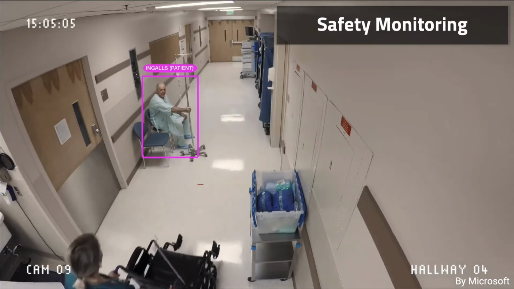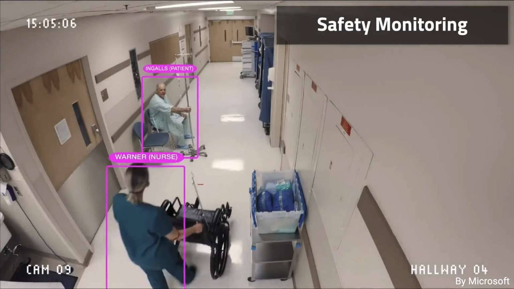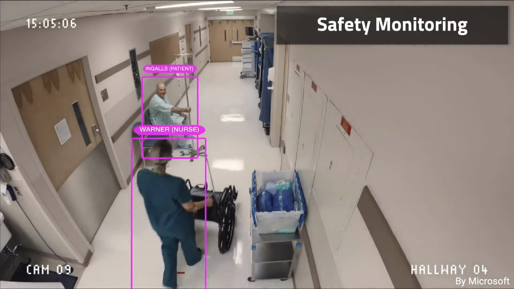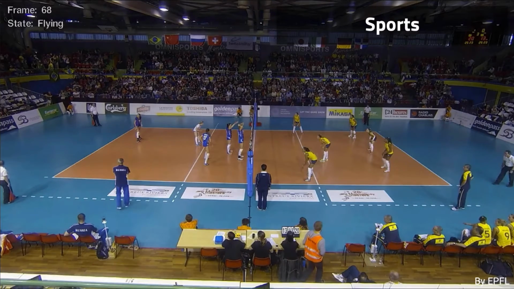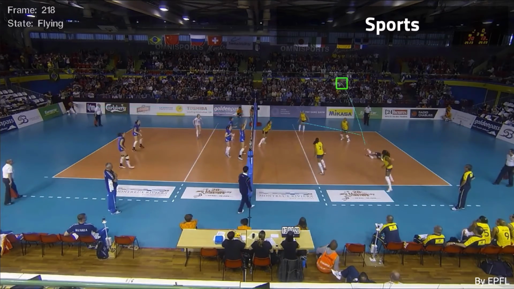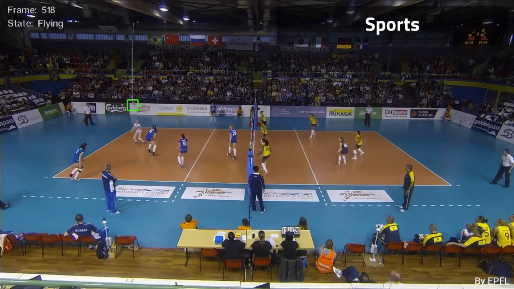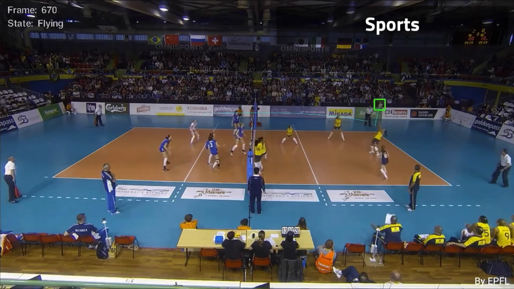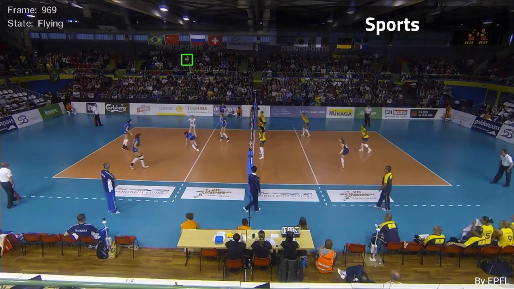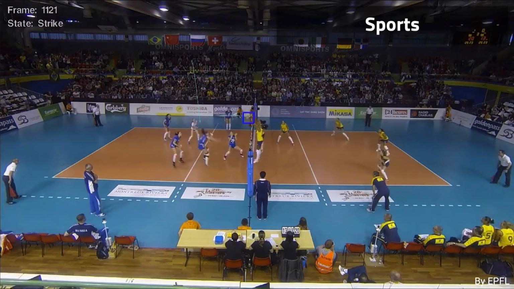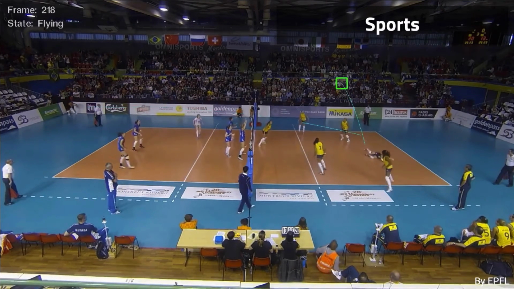And also in safety monitoring, for example in a hospital, we can know where the patients are and whether there are any nurses taking care of them. Or in sports, we can understand the motion of every object. For example, if we want to focus our camera on the ball, then we can just track the ball and follow the motion of the ball to change the camera angle.